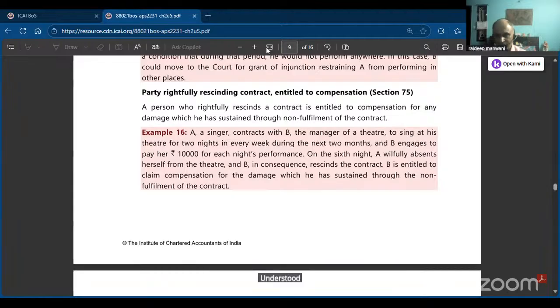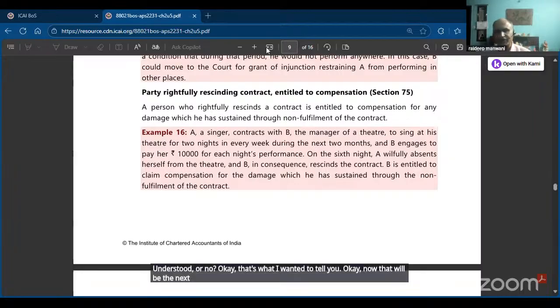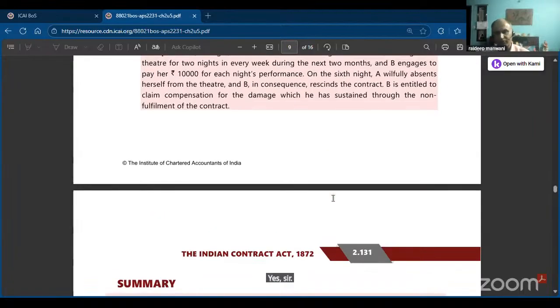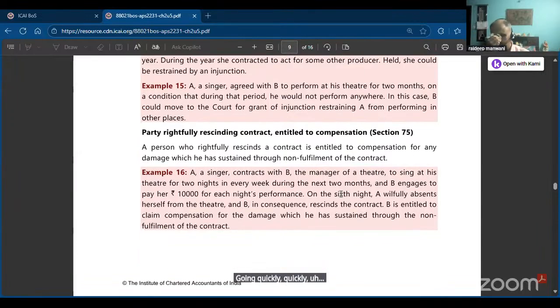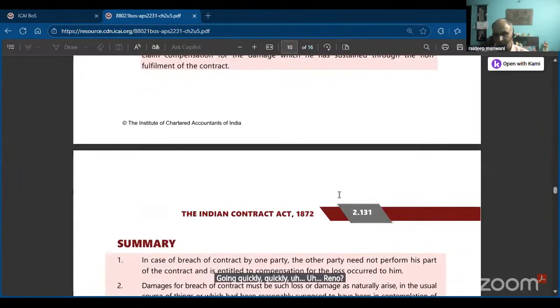Understood or no? Yes, sir. Okay, that's what I wanted to tell you. Now that will be the next topic which he will read out, and then I don't have to explain it. Quickly, Pranav. Sir, that's it. After that is summary.